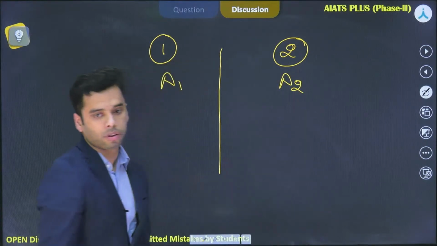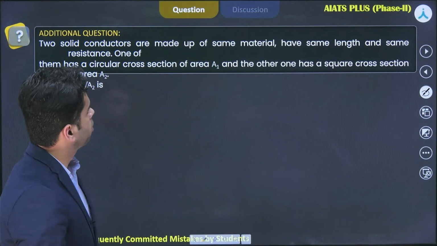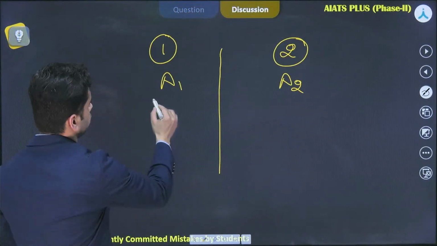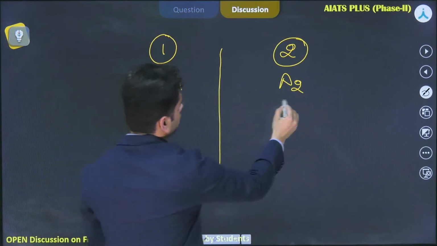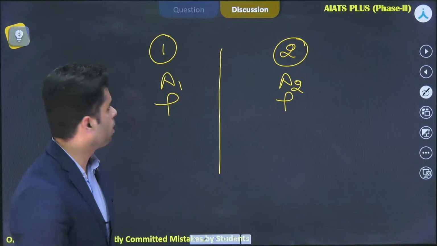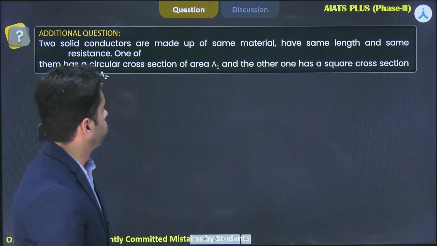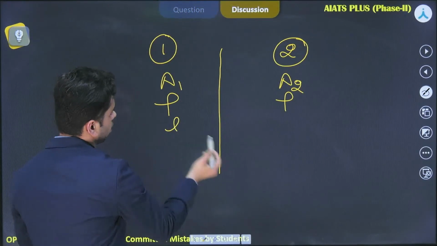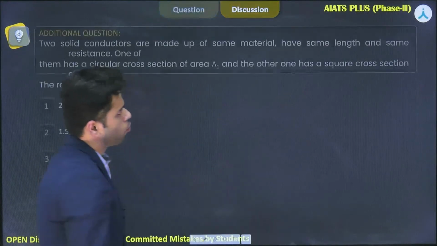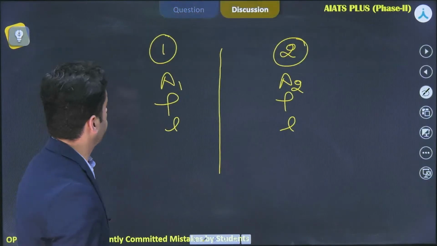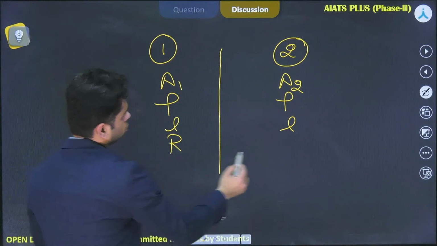Right? And they are made of the same material, which means that if resistivity over here is rho, resistivity over here is also equal to rho, right? And they have the same length also. So if L is the length over here, L is the length over here. And what else? They have the same resistance also. So resistance over here is R, and resistance over here is R.